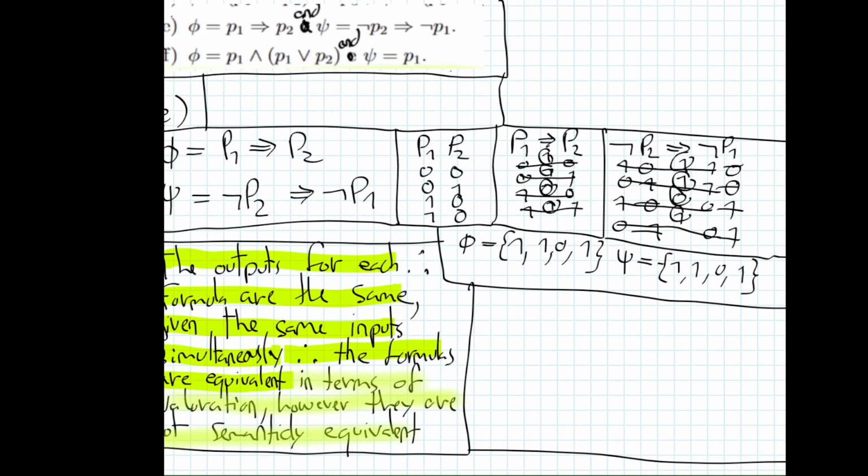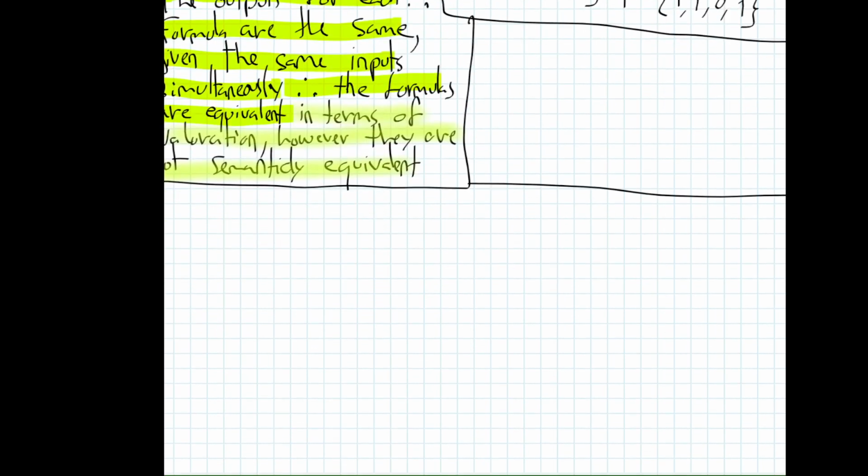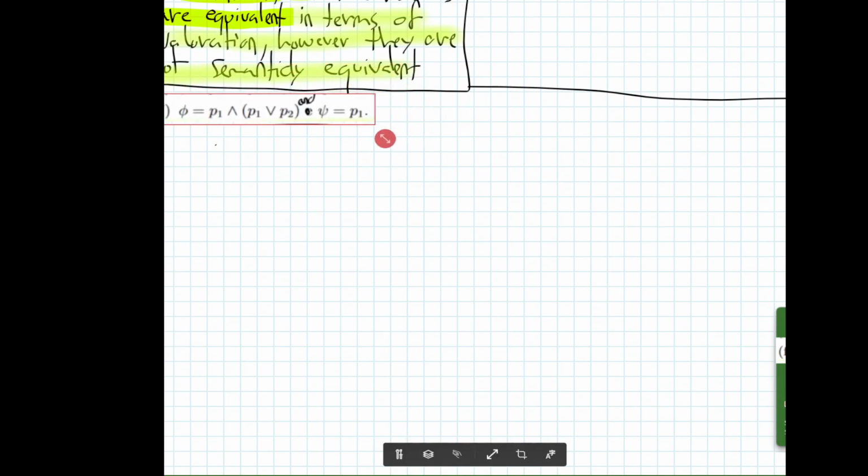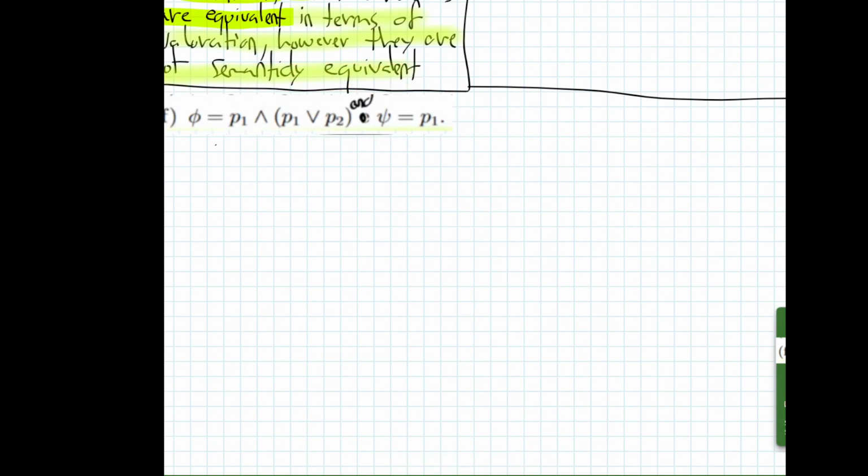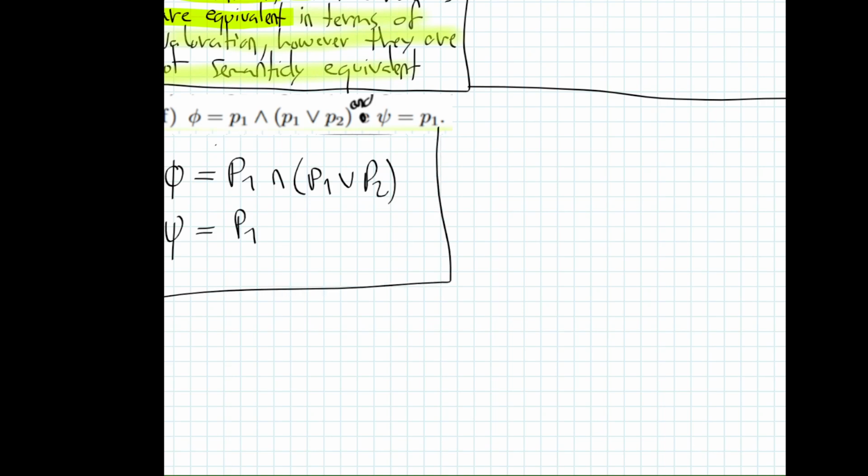Okay, so coming to F. We have phi, which is P1, and we have psi, which is P1 conjunction P1 or P2. The simplicity hurts on this one.